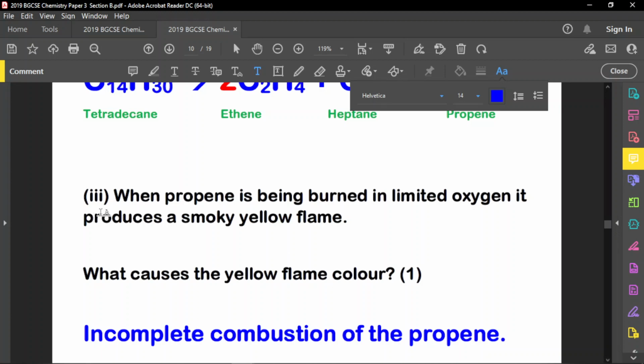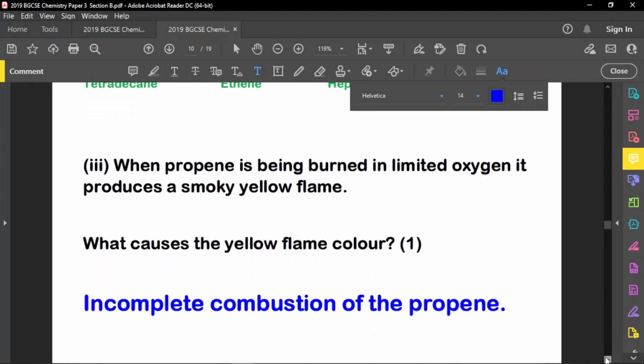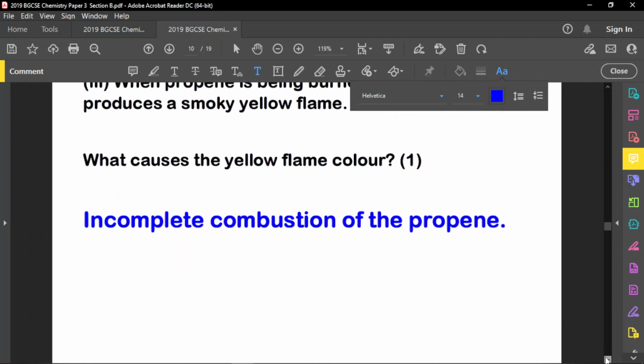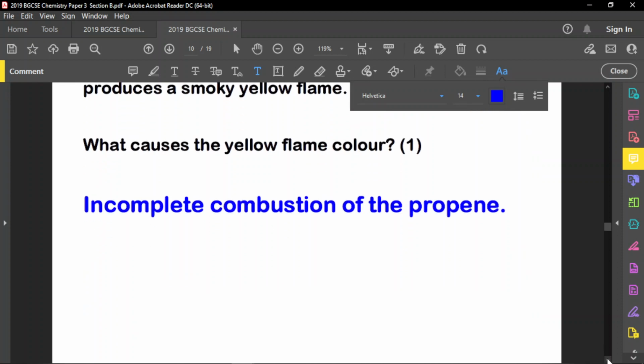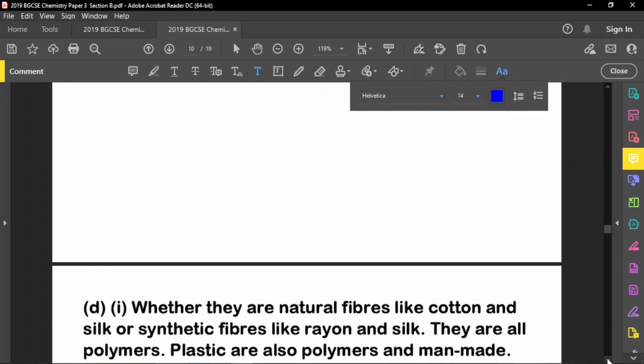For part 3, when propane is being burnt in limited oxygen, it produces a smoky yellow flame. If you have a limited amount of oxygen, what causes the yellow flame color? Simply because if you have less oxygen, what you're going to have is an incomplete combustion of the propane itself. So it's an incomplete combustion. That's what they're looking for.